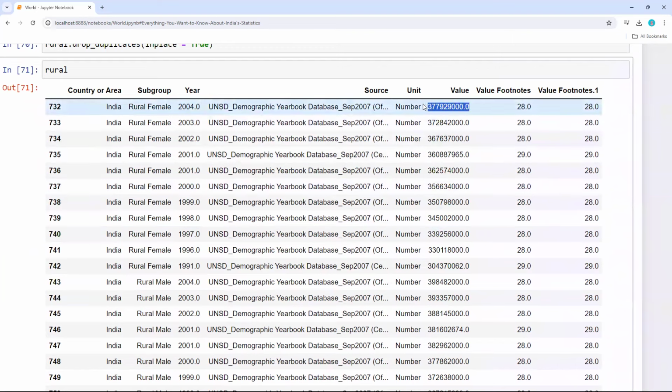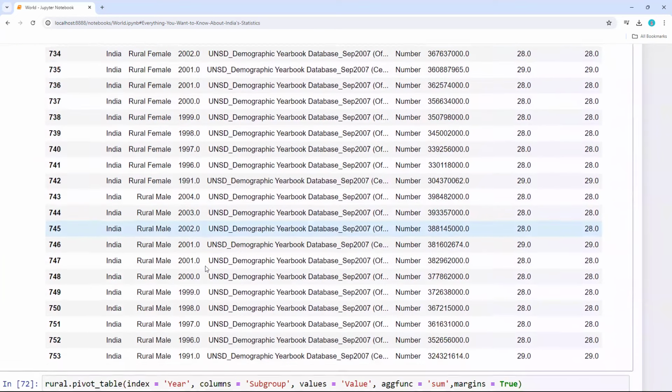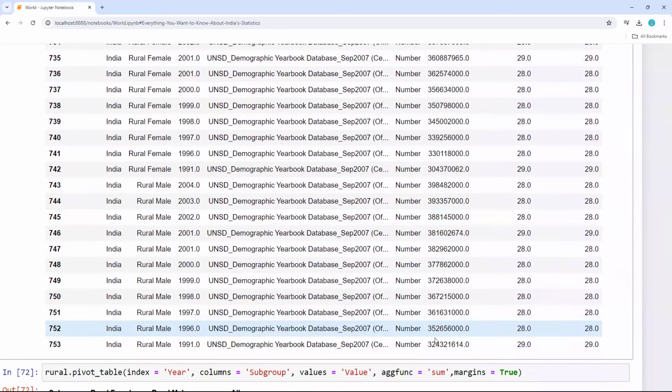Around 2004, rural female data is like 37 crore. And in 2003, 2002, it has been increasing year on year. See here, 30 crore, then 33, 33. The rural female data year on year, you can see it has been increased. And this is for male. Year on year, it is also initially 32 crore, then it has increased to 39 crore. So the rural population is increasing year on year.